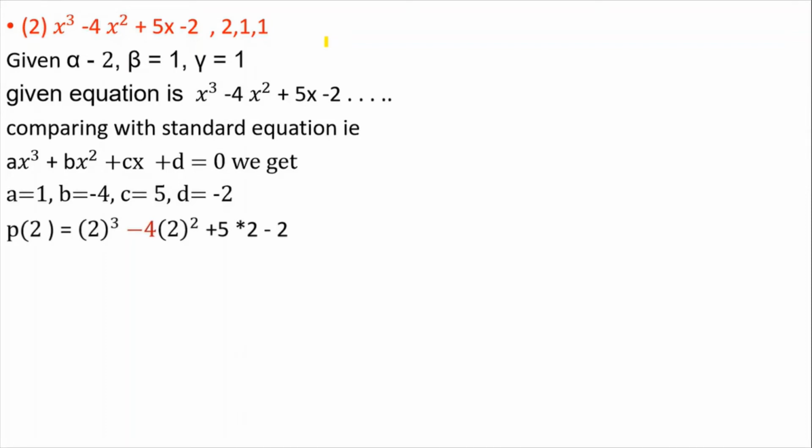Now if you want to check whether these three values are becoming zero or not, then if a value k is said to be a zero for a particular polynomial, then it satisfies the condition p of k is equal to 0.